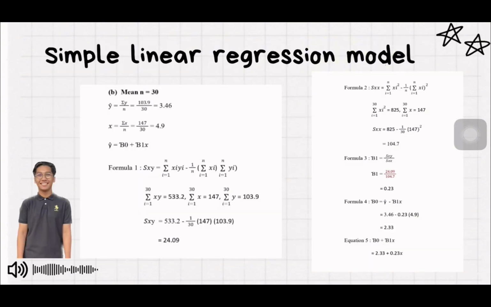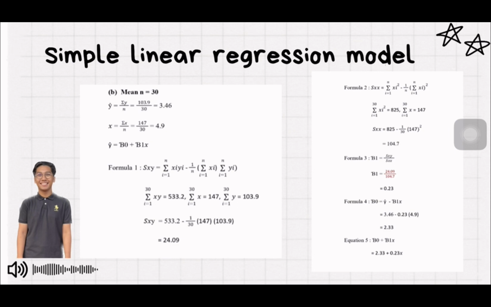Okay, for question B, where n equals 30, y bar equals summation of y divided by n, equals 103.9 divided by 30, and we get 3.46. Next, x bar equals summation of x divided by n, equals 147 divided by 30, and we get 4.9. Then y equals beta 0 plus beta 1 x.